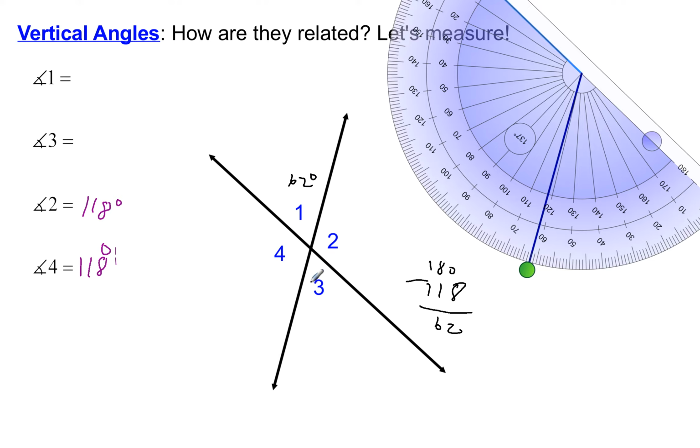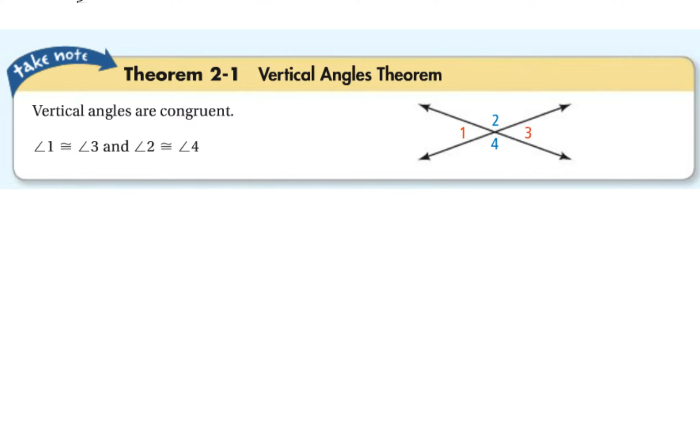And angles 2 and 3 also form a straight angle, which is 180 degrees. So that means that angle 3 must also be 62 degrees. Both of these are 62 degrees because angles 1 and 2 form a straight angle equal to 180 degrees, and angles 3 and 2 also form a straight angle equal to 180 degrees. So we've got a relationship between vertical angles, and that is vertical angles are congruent.